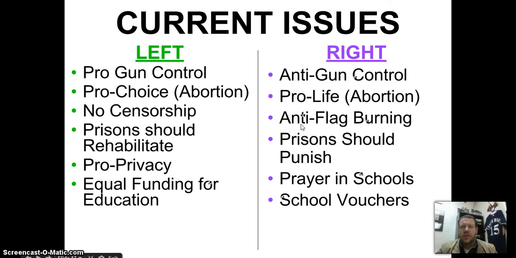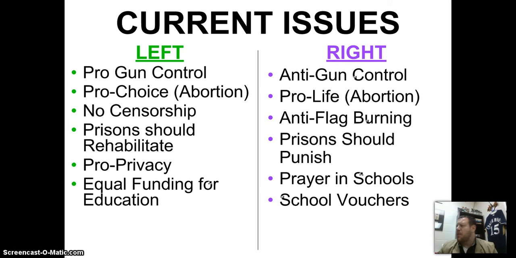Anti-flag burning, so no more of that, in terms of how that could be a form of censorship in terms of how you express your opinions about the government, that kind of thing. They're more for punishing prisoners, okay, longer sentences, that kind of stuff. Prayer in schools: the church plays a little more of a role in the Republican Party, and they're more for prayer happening in schools, that moral kind of idea. Also, school vouchers, so that you can go to a private school if you want to and have the government pay for it. That way, it could be a really high-class, rich education, but the government's still paying for it, versus what you get otherwise.